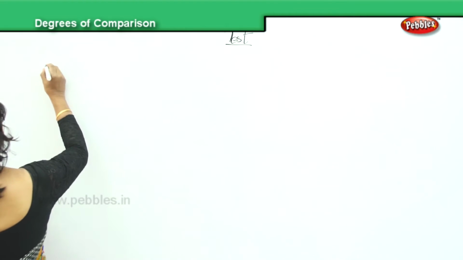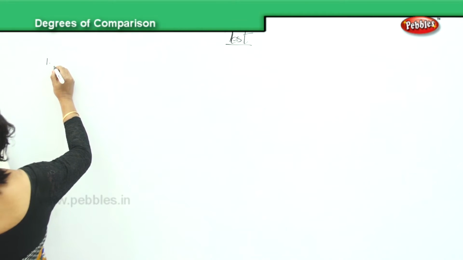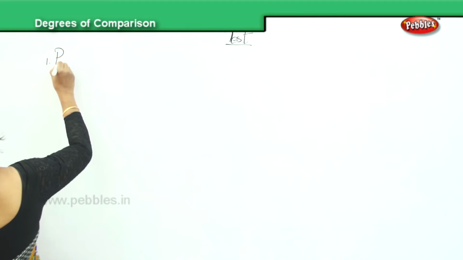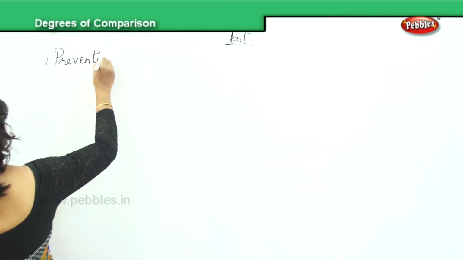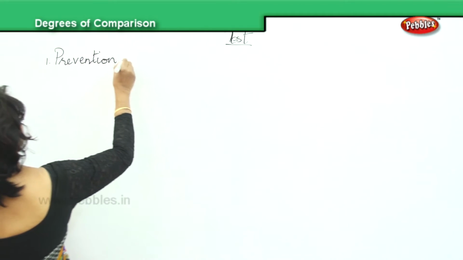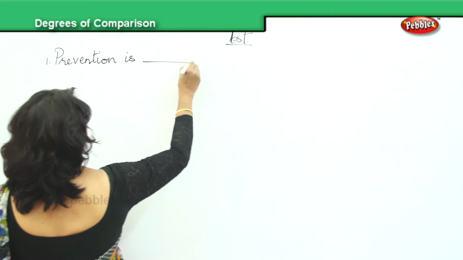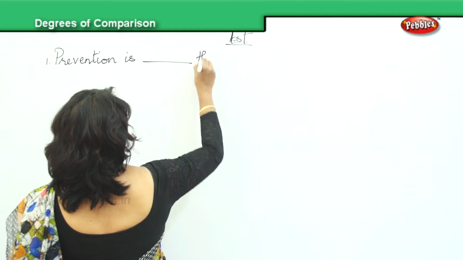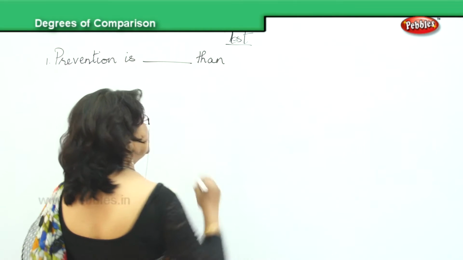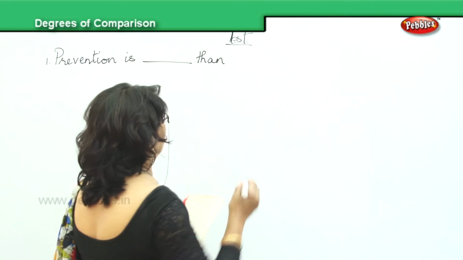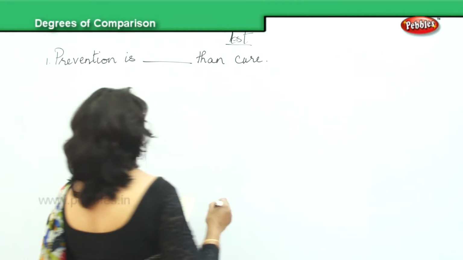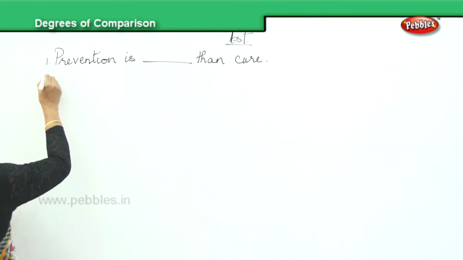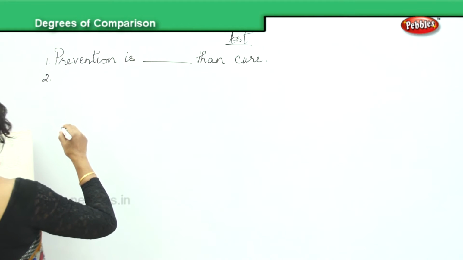Test. First one. Prevention is dash than cure. This you can easily write because it's a proverb. Next one.